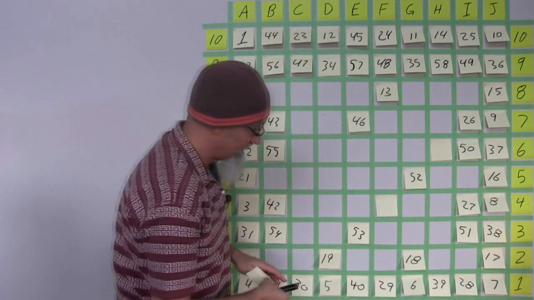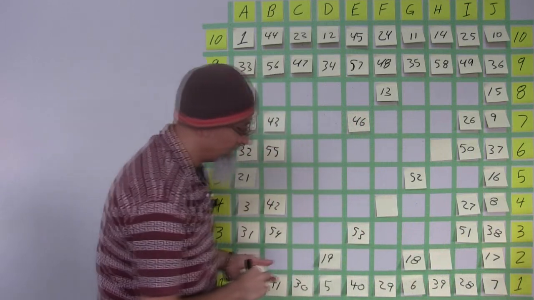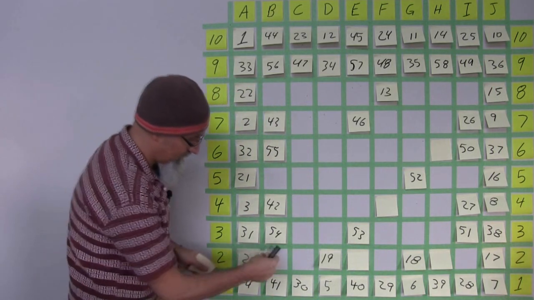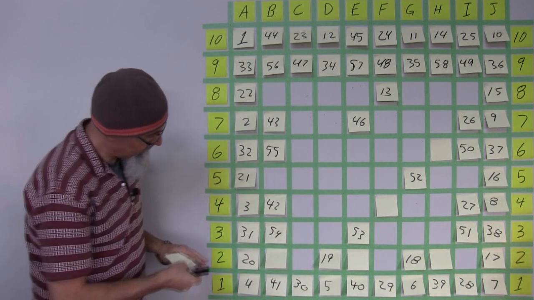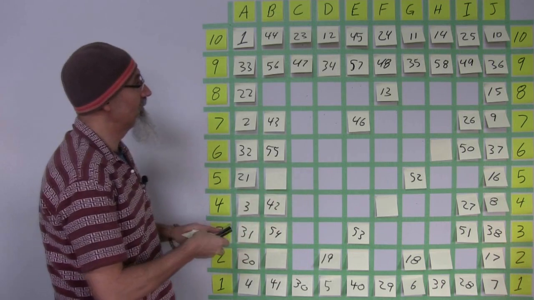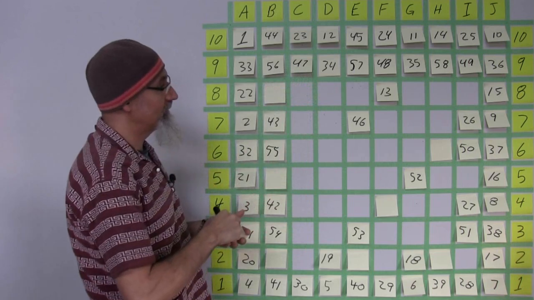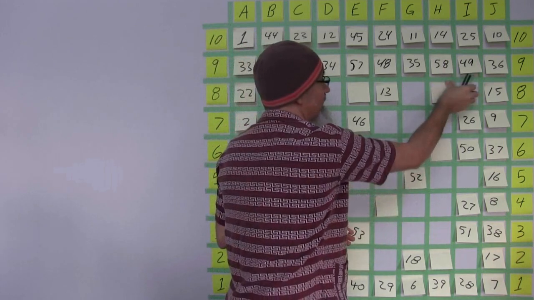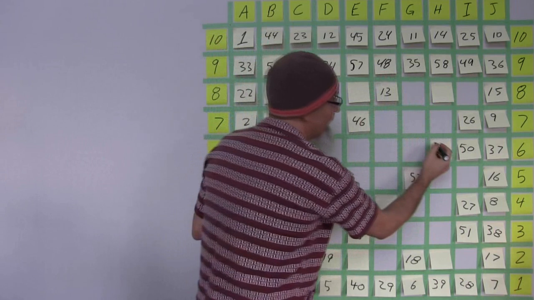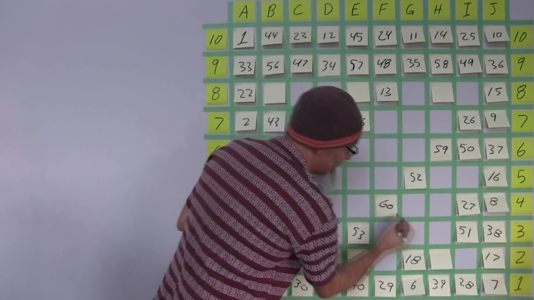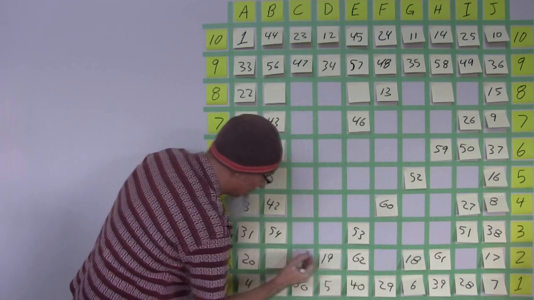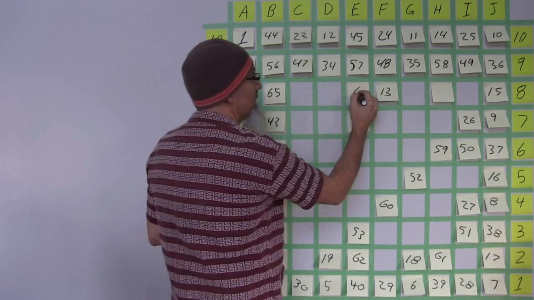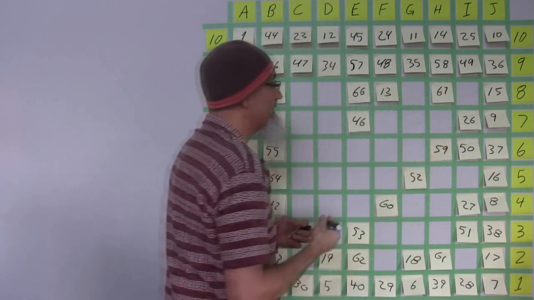60, 61, 62, 63, 64, 65, 66, 67. So 59, 59, 60, 61, 62, 63, 64, 65, 66, 67.